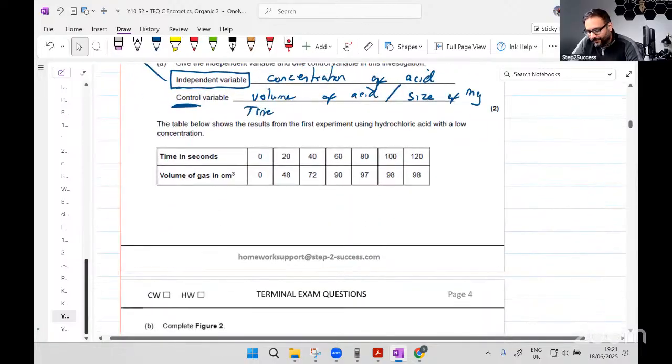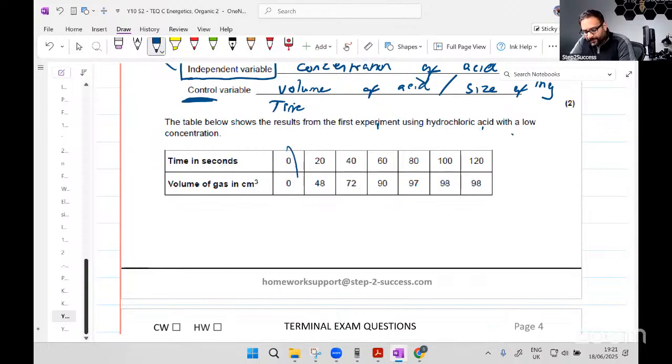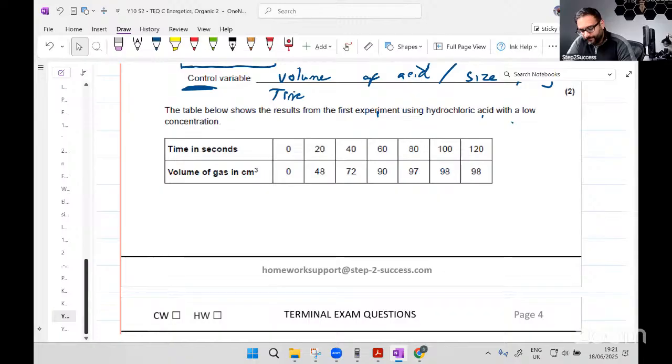Right. And then this shows the results from the first experiment using the acid with a low concentration. So they're showing that at the beginning, obviously, we didn't have any gas. After 20 seconds, we had this much gas. After 40 seconds, this much gas. So that gas syringe was going outwards, and we were recording every 20 seconds how much we collected.